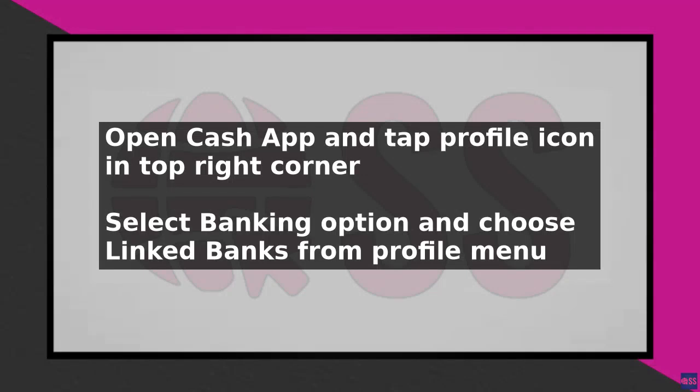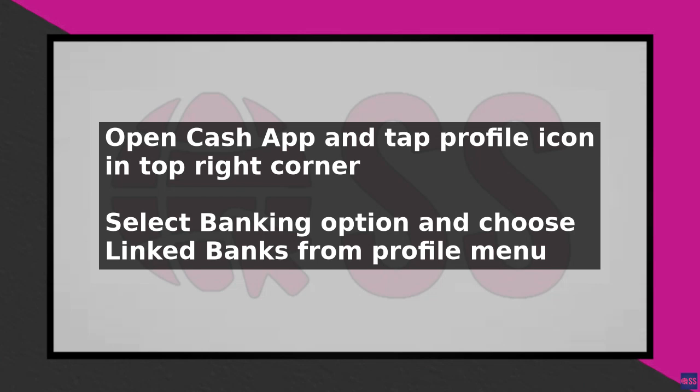To add Afterpay to Cash App, start by opening the Cash App on your mobile device and tapping the profile icon located in the top right corner. From the profile menu, select the banking option and then choose the Link Banks option. Next, tap on the Link Bank button and search for Afterpay in the search bar.